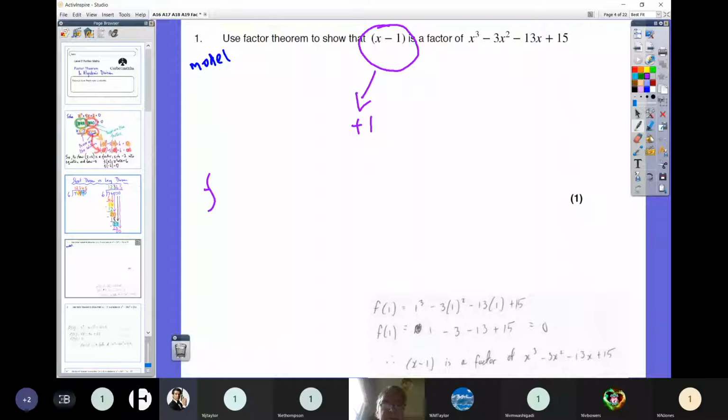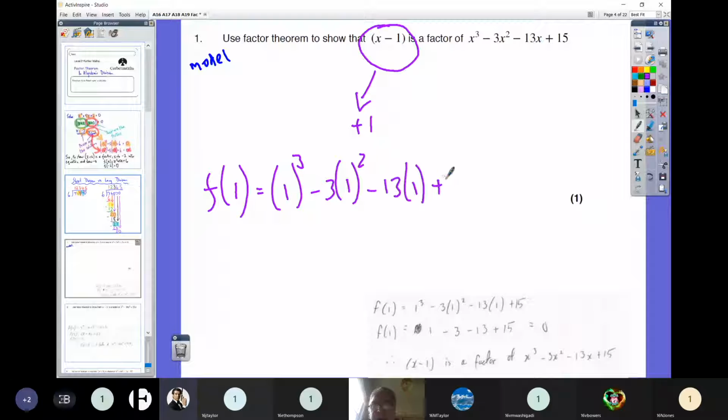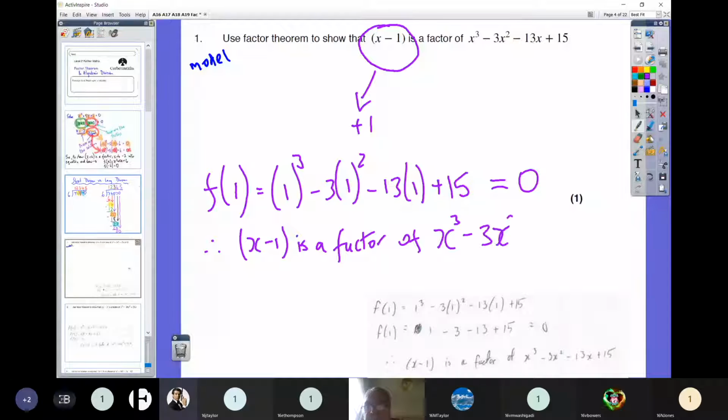So I'm going to substitute 1 into the function. So that's going to be 1 cubed minus 3 lots of 1 squared minus 13 lots of 1, add 15, and that does indeed equal 0. Okay, so because f of 1 equals 0, I can then say, therefore, x minus 1 is a factor of x cubed minus 3x squared minus 13x plus 15.